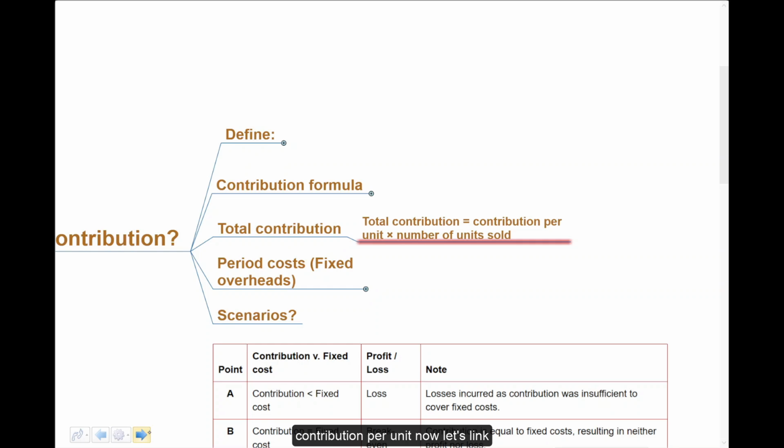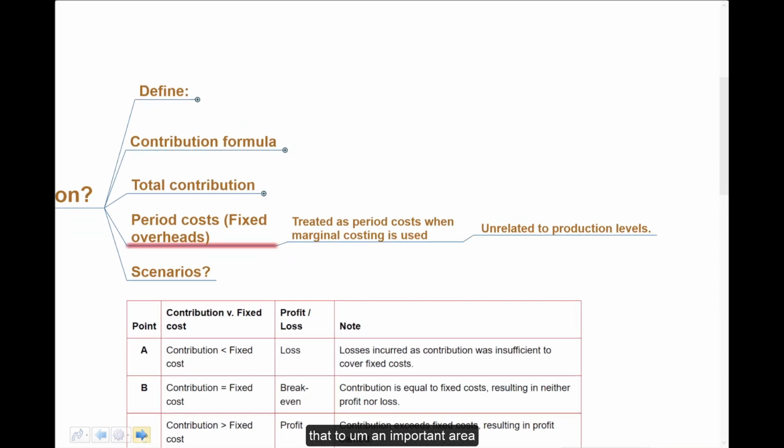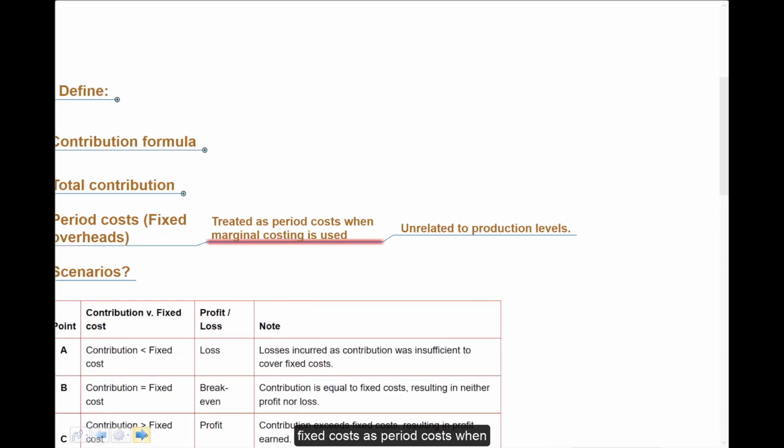Now, let's link that to an important area, fixed costs or fixed overheads, sometimes referred to as period costs. Now, we know from our past studies, and indeed perhaps even from your study of the chapter, that the difference between fixed costs and variable costs is that fixed costs are probably larger. They don't vary with production, and indeed they're related to items that are probably fairly significant. So note that we take fixed costs as period costs when marginal costing is used.